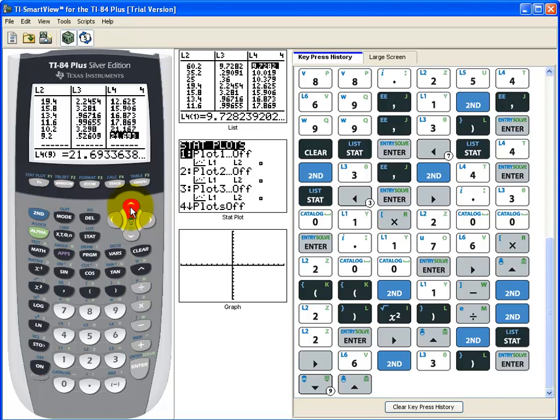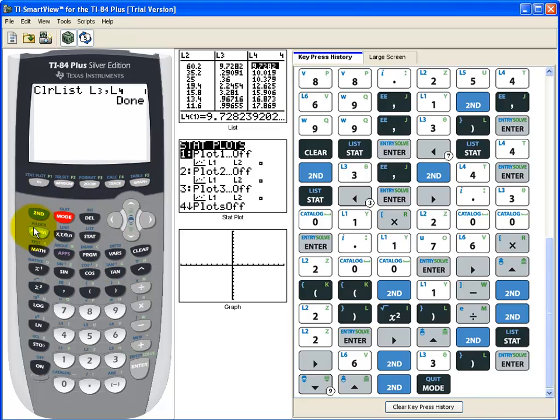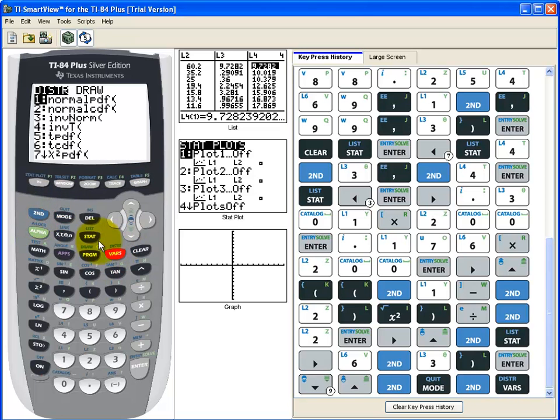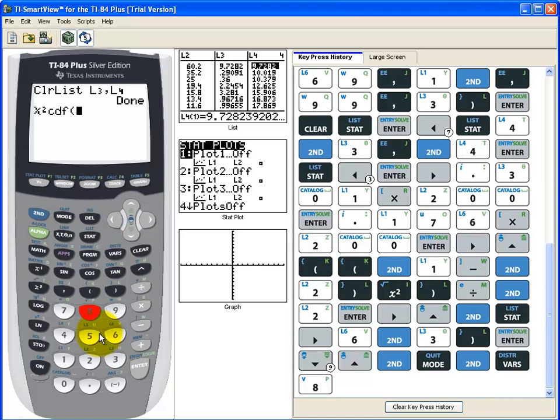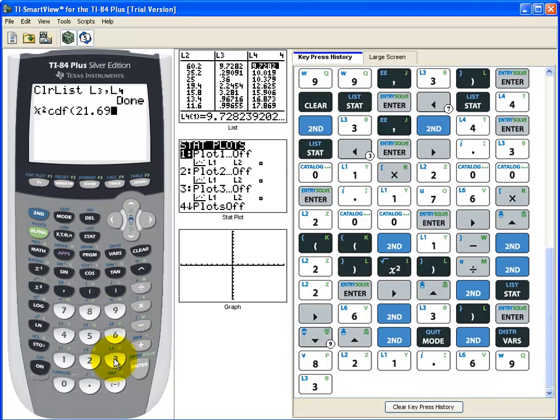We're going to use chi-squared CDF to get the p-value. So I'll write down 21.693, 3638, however many places you want to go. In this case, let's take it out one more place there. And I've got to quit this. So I'll go to the distributions menu. Number 8 is the chi-squared CDF. The lower limit is my test statistic, so 21.69336. Upper limit would be infinity, so 1 times 10 to the 99.